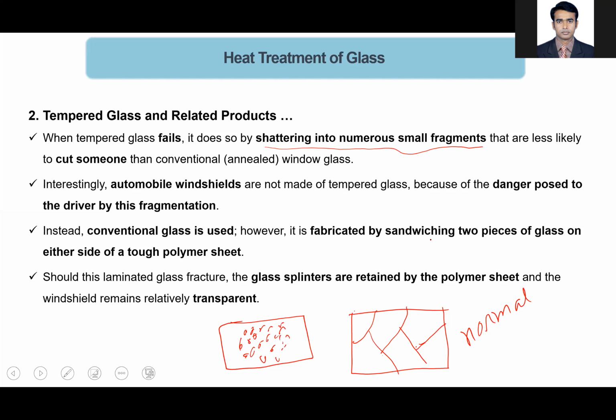Okay, and the benefit of this is that normal glass has sharp corners which can easily cut people's hands if you touch them. But when it becomes fragmented, it is less likely to cut someone.